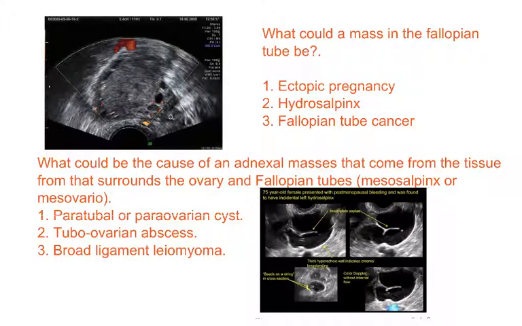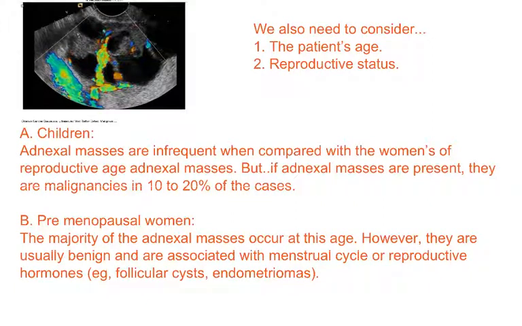In the image, you can see an ultrasound that shows hydrosalpinx in a 75-year-old postmenopausal female that complains of vaginal bleeding. The patient's age and reproductive status is very important as well. If we talk about children and adolescents, it is very rare to find an adnexal mass at that age. But if it is present, we need to be aware that 10 to 20% of the cases are related to malignancies. If we talk about premenopausal women, the majority of the adnexal masses occur at this age.